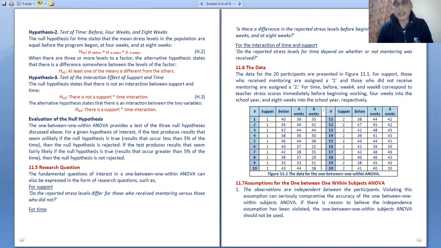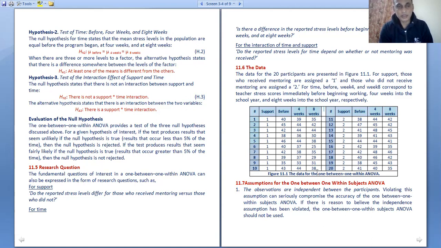So if we are evaluating the hypothesis, we need to remember that if the value of significance is equal to 0.05 or less than that, we'll be accepting the alternate hypothesis. Coming to the research questions, we have three research questions here: for support, for time, and for interaction between time and support. And the research questions are stated here.